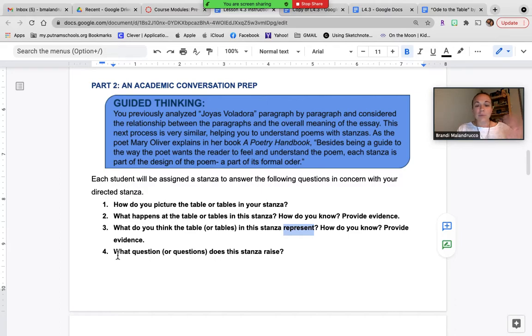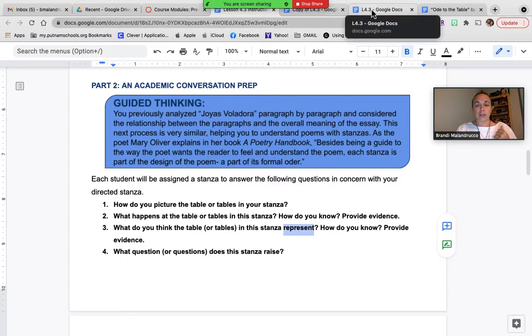Last one's easy. What question or questions does the stanza raise? Like with the first stanza, I don't understand those contrasts very well. I don't get why they put those two particular things together. So looking at it, what don't you understand? What is completely baffling you? And write that in a question.